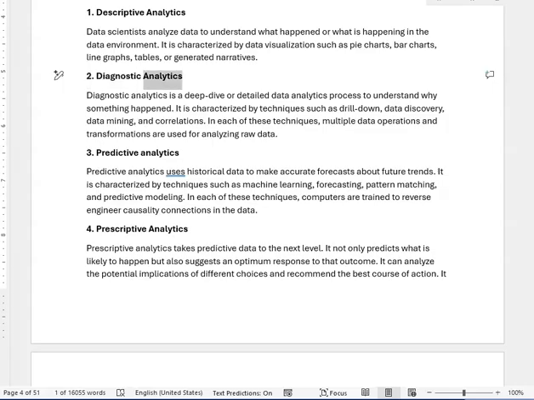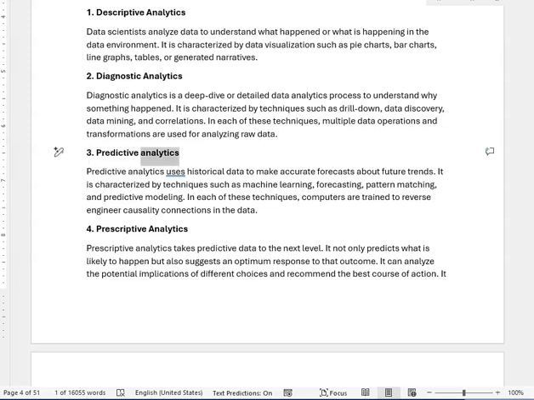2. Diagnostic analytics. Diagnostic analytics is a deep dive or detailed data analytics process to understand why something happened. It is characterized by techniques such as drill down, data discovery, data mining, and correlations. In each of these techniques, multiple data operations and transformations are used for analyzing raw data.